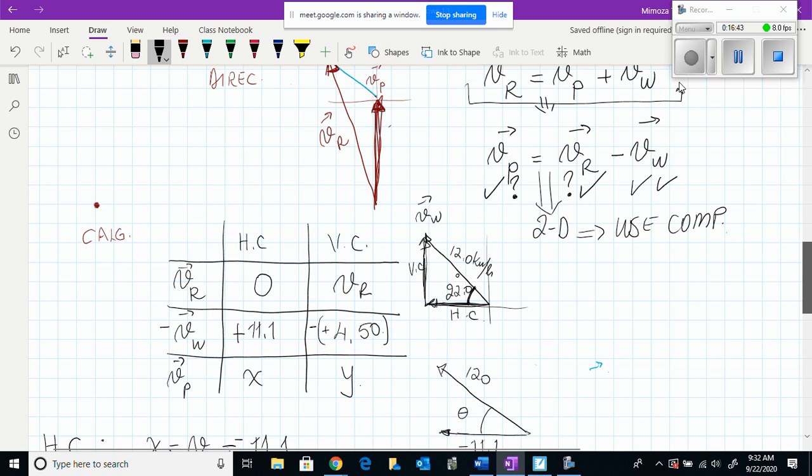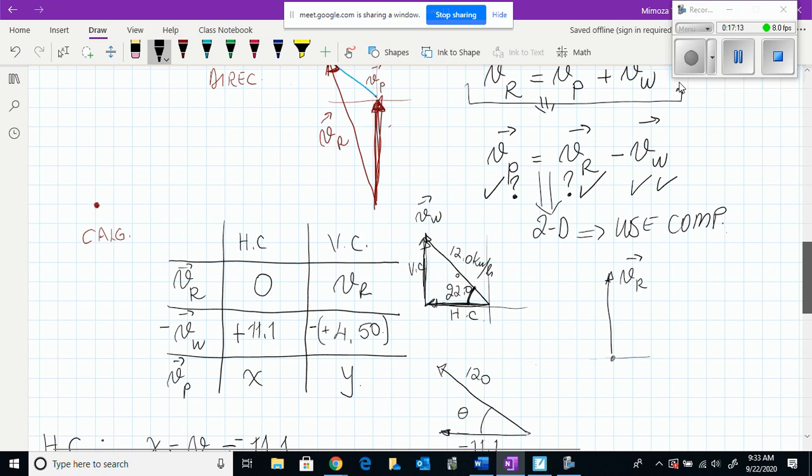So for the resultant velocity, the components will be horizontal 0 and the vertical component going straight north. Why? Because we have a vector that goes straight up north. So that means that the horizontal component of this vector is equal to 0, and the vertical component is whatever is the magnitude of this vector.